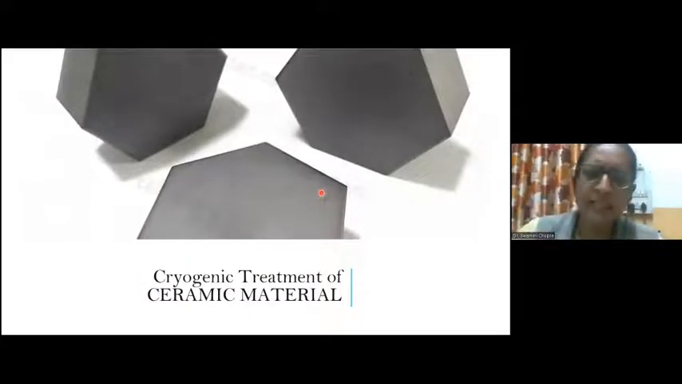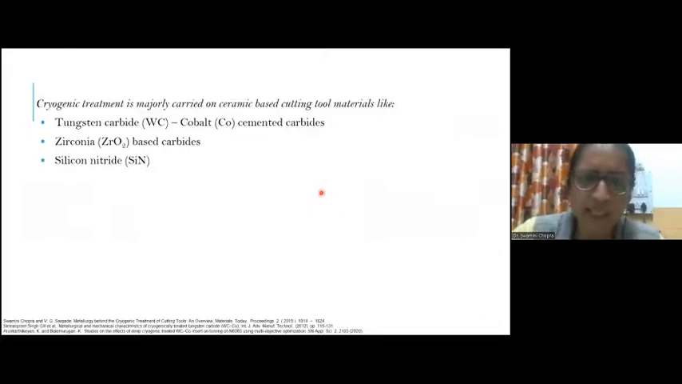Similarly, cryogenic treatment of ceramic material has also been an interesting area, where ceramics which are used as cutting tool materials are usually cryo-treated, such as tungsten carbide, zirconia-based carbide, and silicon nitride. Of these, tungsten carbide is the most commonly used cutting tool material.